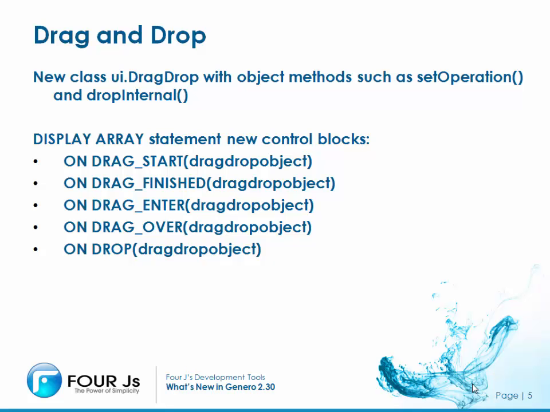The DragDrop methods are used in conjunction with some new control blocks in the DISPLAY ARRAY dialog. For example, when the user begins to drag something from the list associated with the current DISPLAY ARRAY, the ON DRAG START is triggered. ON DRAG FINISHED triggers what's to occur when the drag is complete. ON DRAG ENTER triggers what is to occur when a drag object enters the dialog. ON DRAG OVER triggers what is to occur when the dragged object is hovering over an area. And the ON DROP triggers what is to occur when the user attempts to drop the dragged object.